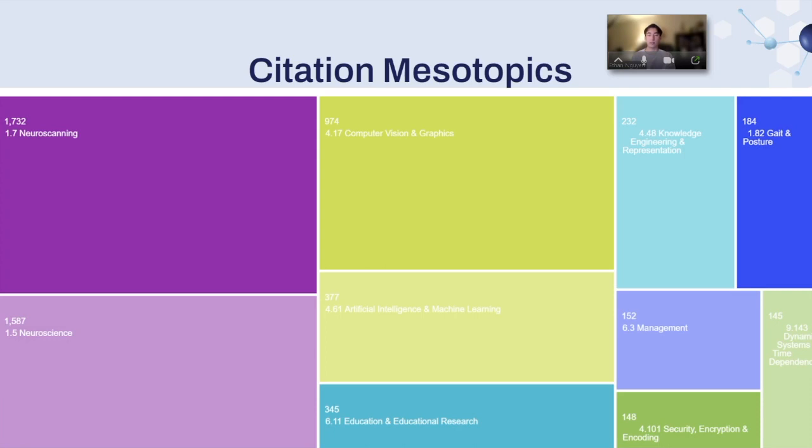Using Web of Science's feature of citation topics, we categorized clusters of documents by mesotopics through their citations. As shown on the figure, although topics like neuroimaging, neuroscience, and computer vision and graphics were the most prevalent topics, these topics are directly used in computational models of memory and learning, so we disregarded these for the most part. Our main interest is in the high number of citations in artificial intelligence and machine learning, along with education and education research, as these topics aren't as involved in computational neuroscience.